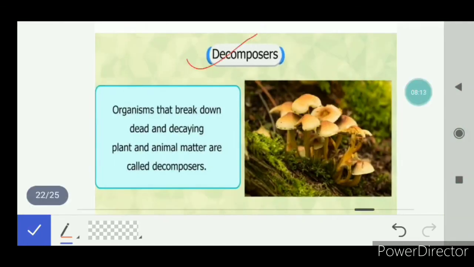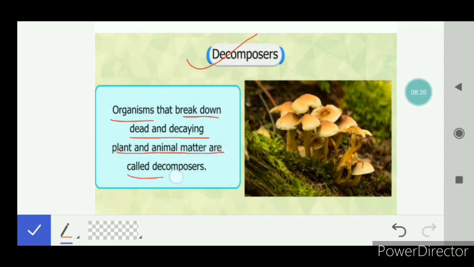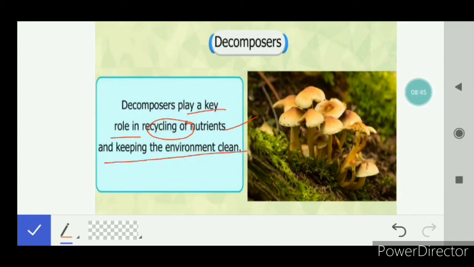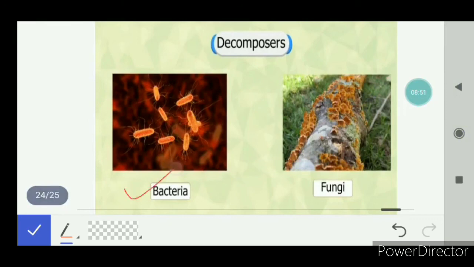Next are decomposers. Organisms that feed on dead and decaying plant and animal matter are called decomposers. Decomposers play a key role in recycling of the nutrients and keeping the environment clean. Examples of decomposers are bacteria and fungi. If we talk about the difference between scavengers and decomposers, scavengers eat only dead animals, whereas decomposers eat both dead plant and animal matter. Second difference is scavengers are animals or birds, but the decomposers are mainly microorganisms.